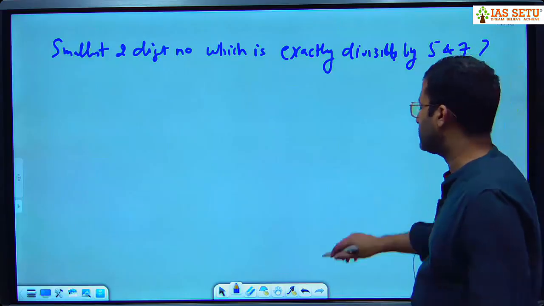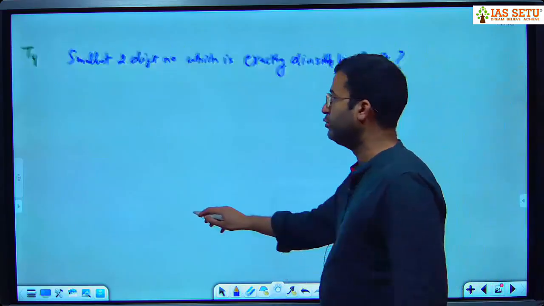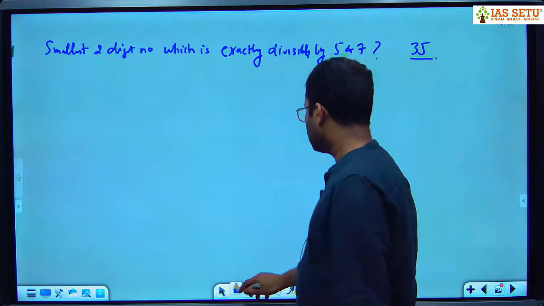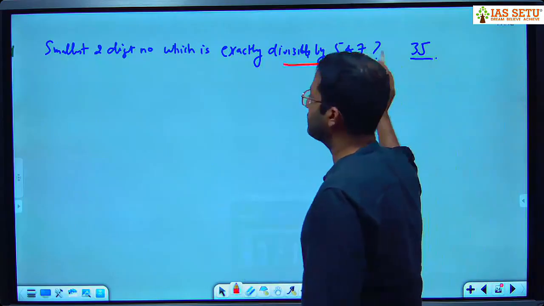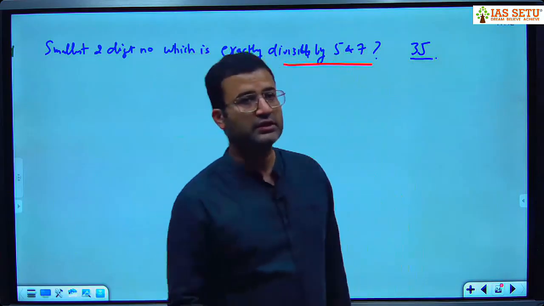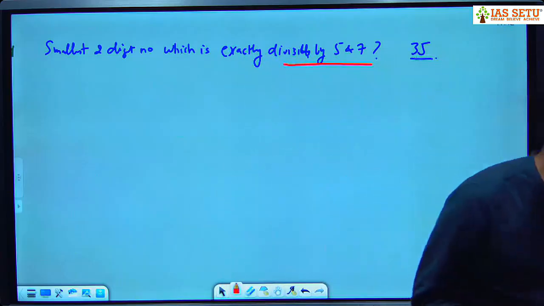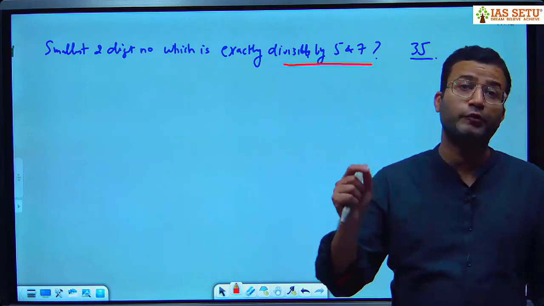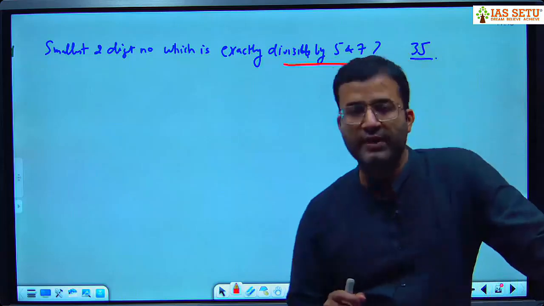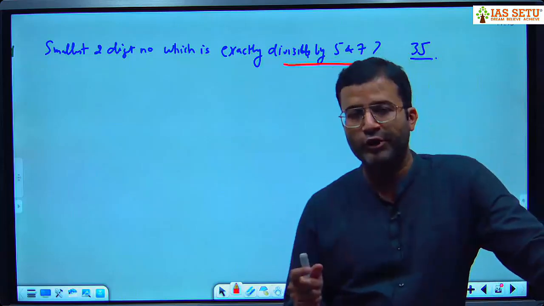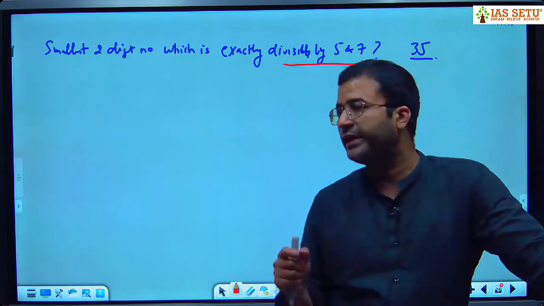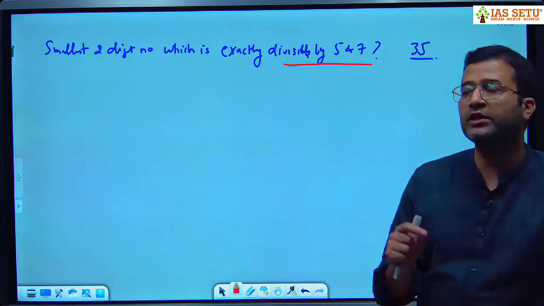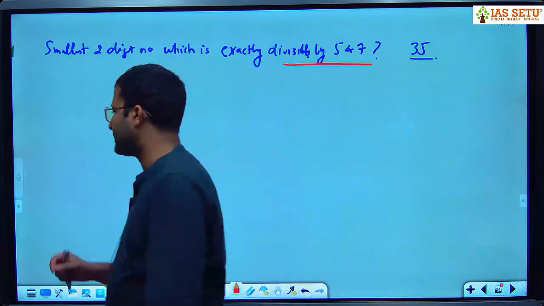So why? Because this is an application of LCM. Let us discuss why it is LCM, why not HCF. Sometimes there is a confusion where to use LCM, where to use HCF. What are divisible by 5? 5, 10, 15, 20, 25. What are divisible by 7? 7, 14, 21, 28, 35. It means multiples. So in a question, if we are looking for multiples, LCM will help.